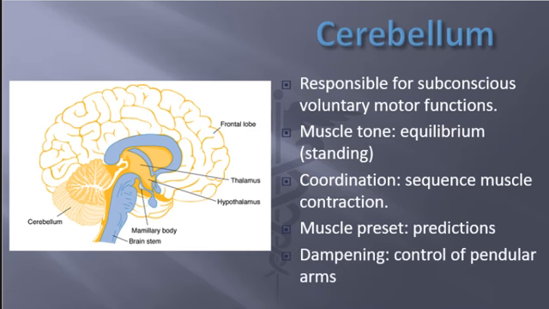And also the dampening. It talks here about pendular arms. So when we run, we tend to swing our arms like this. But if you ran and let your arms flail around like a rag doll, that's really goofy looking, right? So we think the cerebellum has something to do with keeping our arms from just flopping around. It's like the TV show where the guy runs with his hands like this. Oh yeah, Moe's. Yeah, it's kind of funny that way.